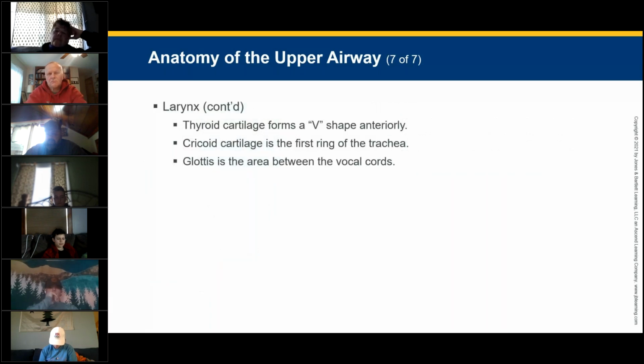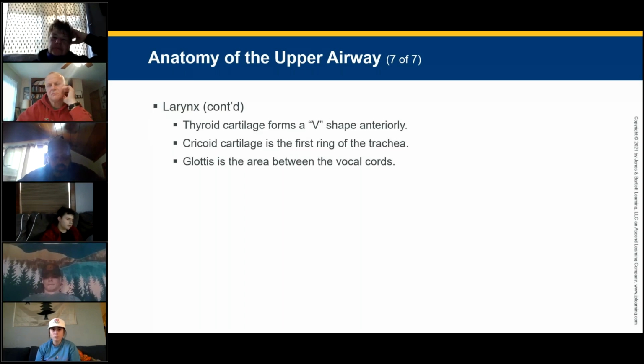The thyroid cartilage forms a V shape anteriorly, known as the Adam's apple. The cricoid cartilage, or the cricoid ring, is the first ring of the trachea. The cricothyroid membrane is the elastic tissue that connects the thyroid superiorly to the cricoid ring inferiorly. The glottis, or the glottic opening, is the area between the vocal cords. It's the narrowest part of an adult's airway.